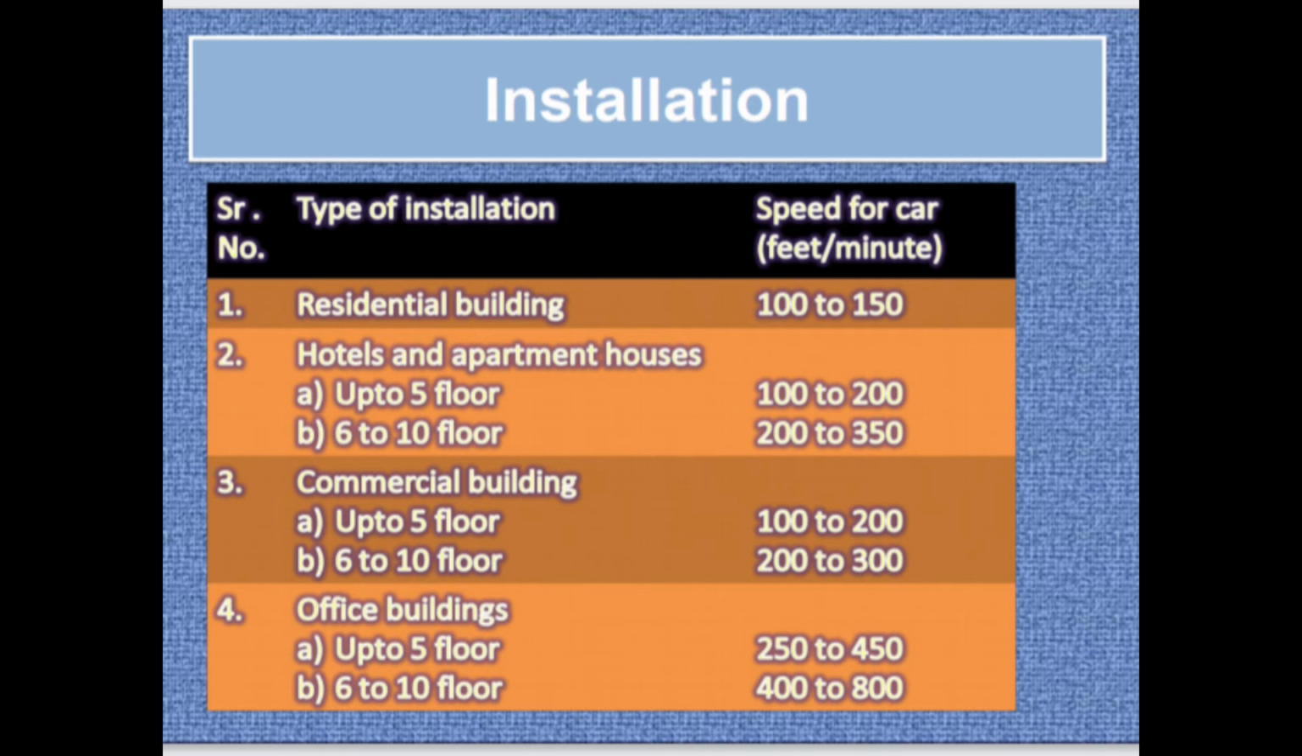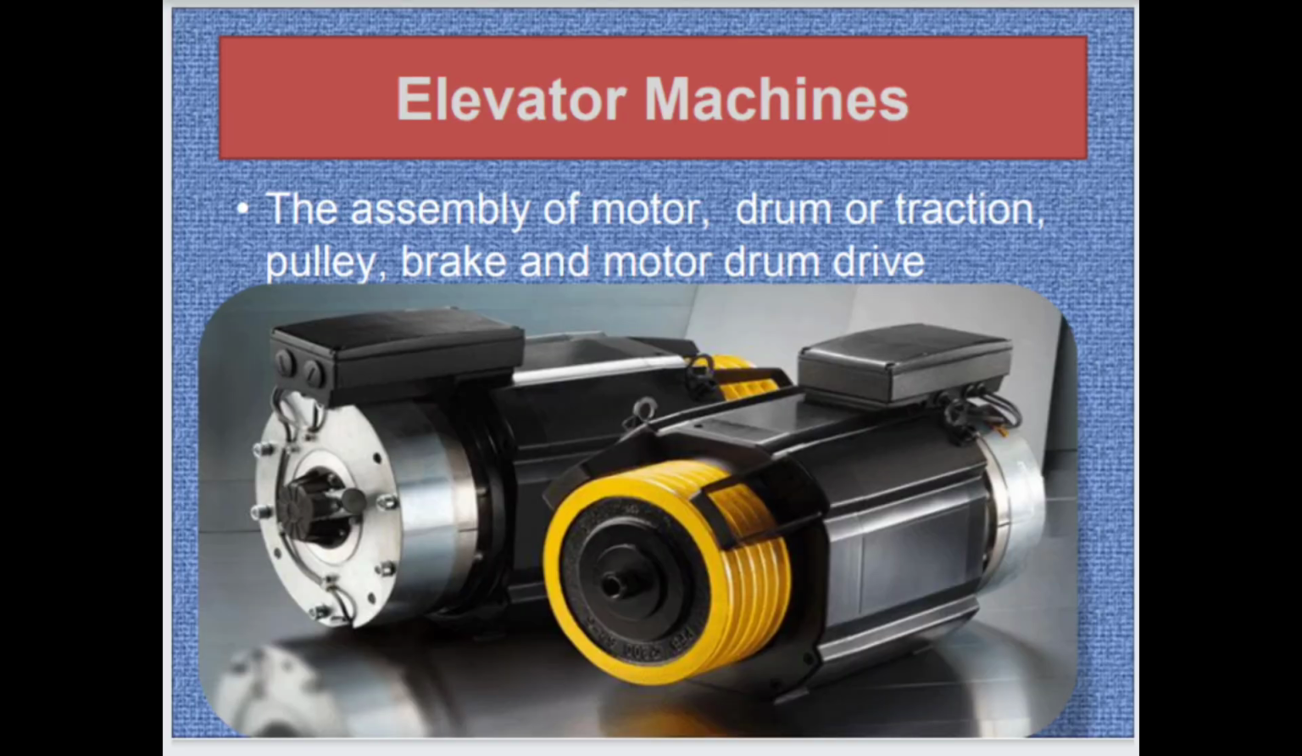Then next is the elevator machines. So here see the elevator machines that are used in elevator. The assembly of motor, drum or traction pulley, brake and motor drum drive. So this is the picture of elevator machines.